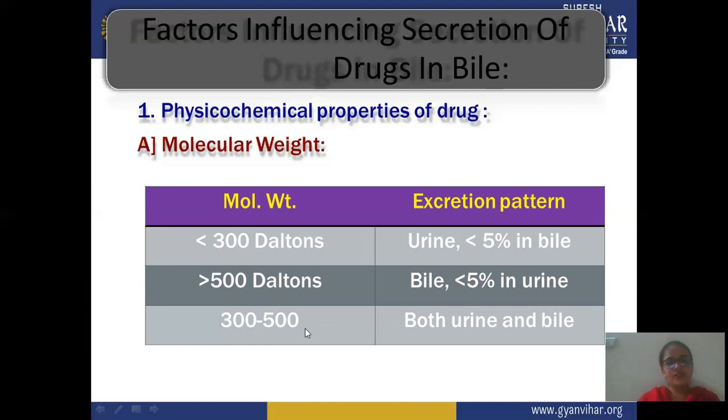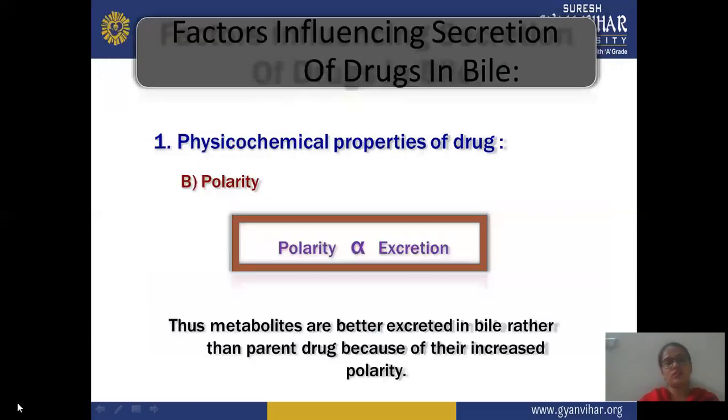Next is 300 to 500 Dalton. Between 300 and 500 Dalton, both urinary and biliary excretion are possible. Concentration is also not a measurable amount. It may be less, more, or equal in both urine and biliary secretion. So in the 300 to 500 condition, their concentration may vary. This is regarding molecular weight.